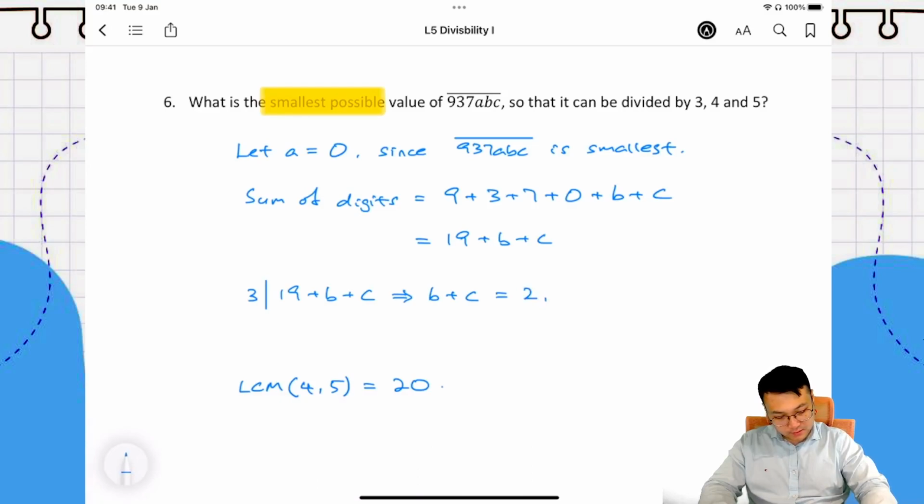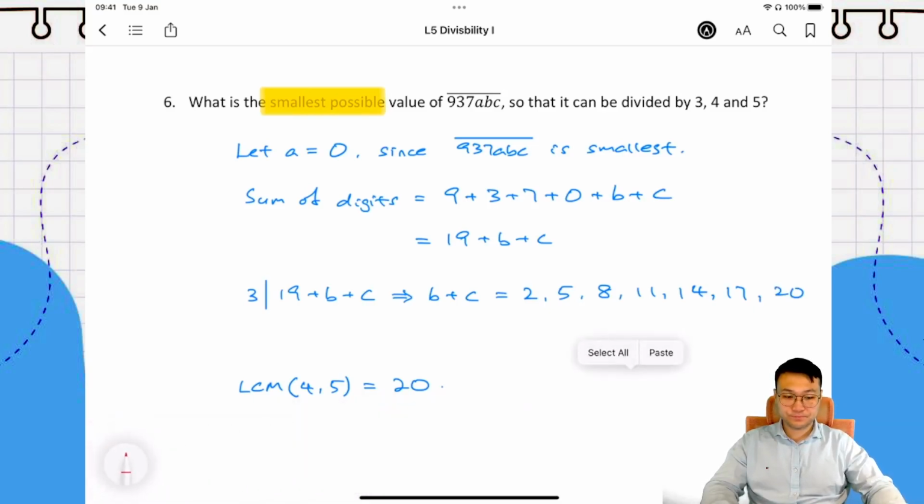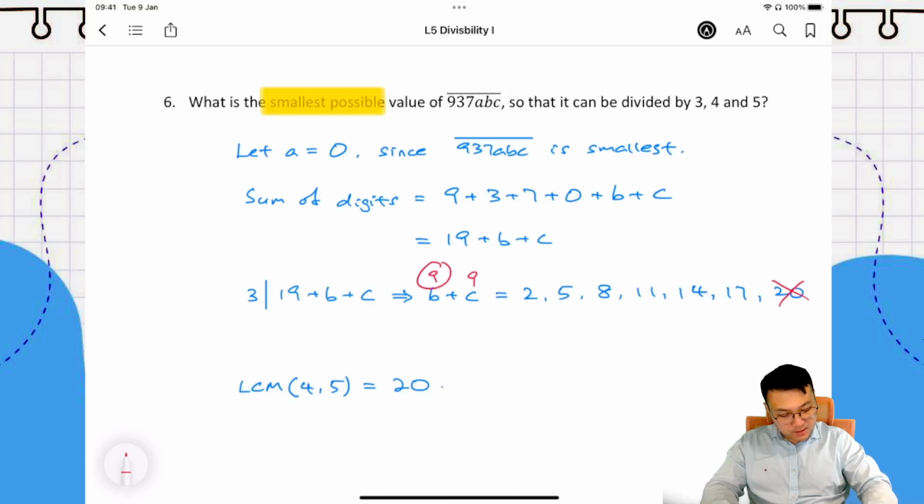What else? 5. 8. Continue. It's 11. But then it's 2 digits. Continue. Right, and then 14, 17, 20. Now, 22. Where do we stop? We stop after 20. No, so we stop at 17. Very good. You must stop at 17. Why? Because B plus C, the maximum is 18, right? So you stop at 17, very good.